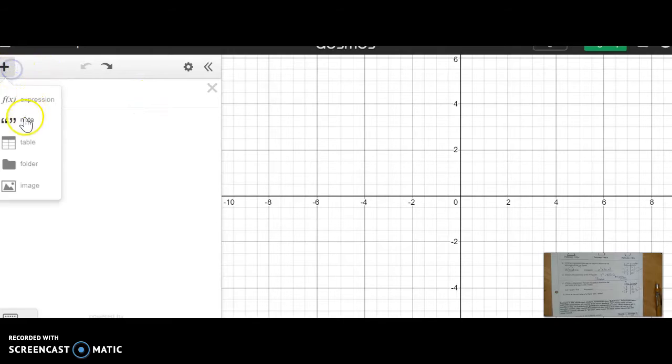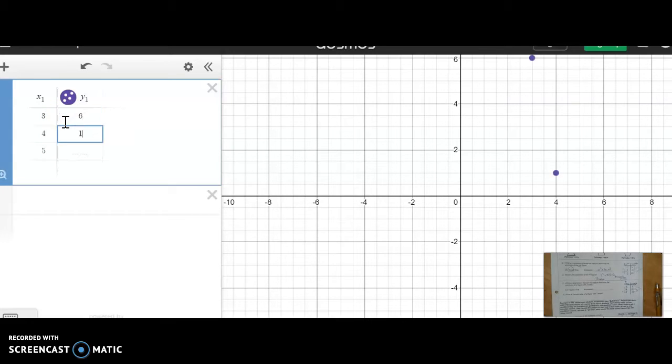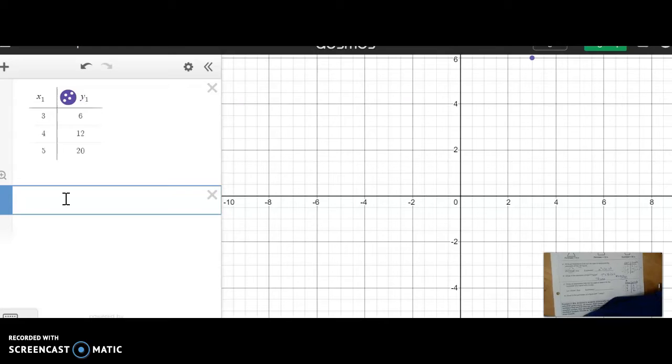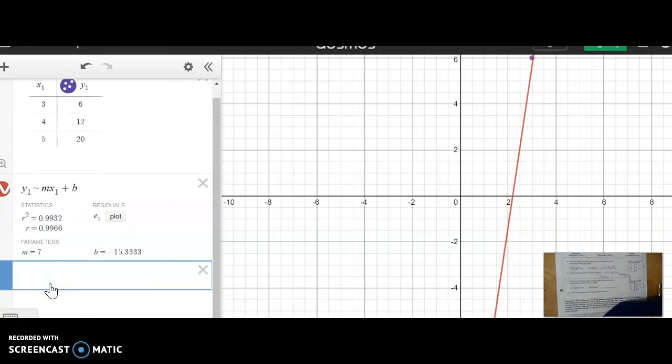Okay, we are in Desmos to do the input of the table. We have 3 and 4 and 5. We have 6 and 12 and 20. We're going to see if it is linear. y1 equals, I always do the equals, tilde, regression thing, mx1 plus b, check r squared, 0.9932, pretty close.